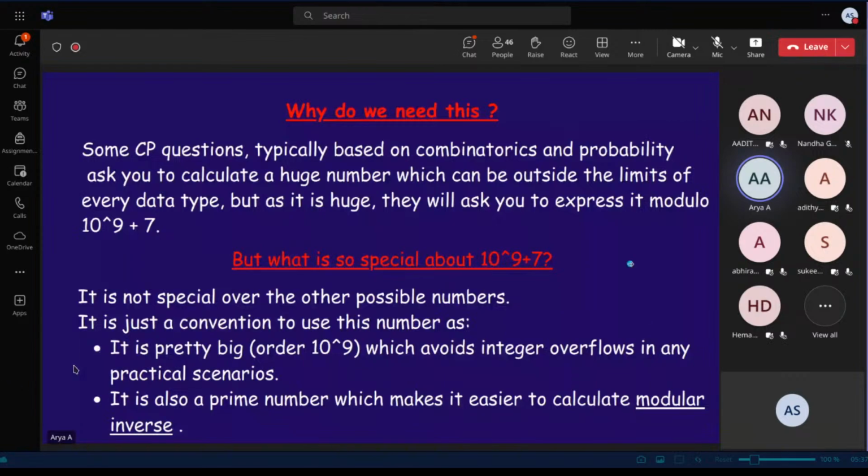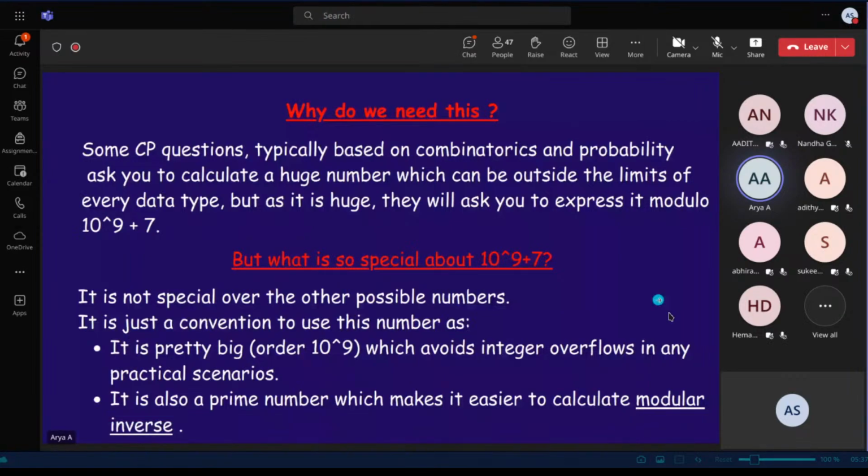So this is what we call an overflow. When we cross the maximum or cross the boundaries of a data type, that condition is called an overflow. And it is also a prime number. If you do not know, 10 power 9 plus 7 is a prime number, which makes it easier to calculate something called the modular inverse, which we'll be looking at later in the session.